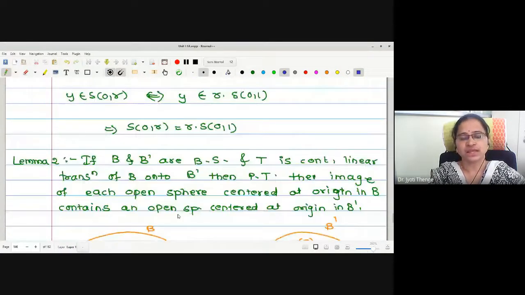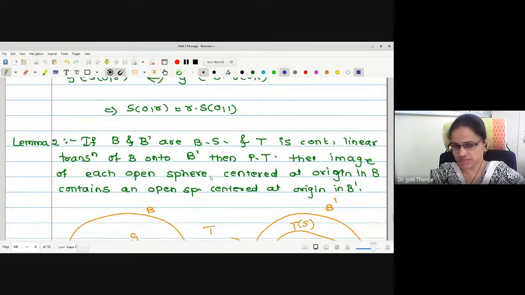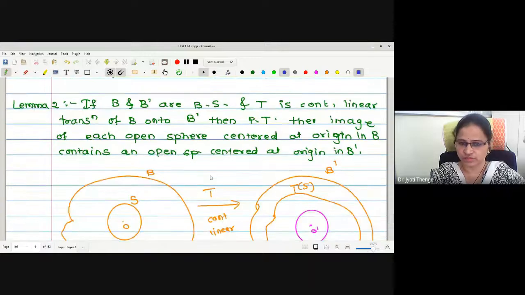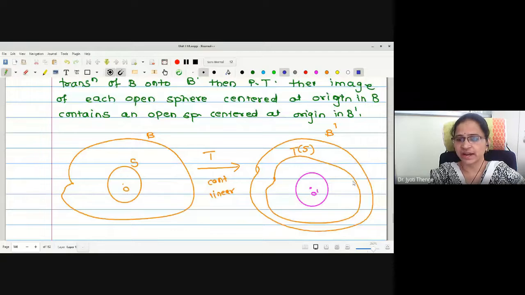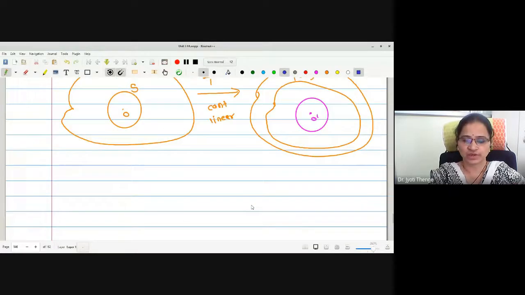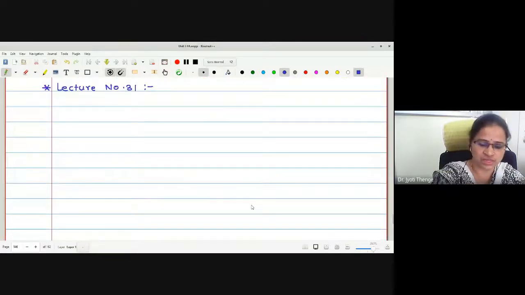The second lemma which we were going to use for this open mapping theorem is: if B and B dash are Banach spaces and P is a continuous linear transformation, then the image of an open sphere centered at origin in B contains an open sphere centered at origin in B dash. This is what we have seen. Therefore, in today's lecture, we are going for the actual theorem, the open mapping theorem.